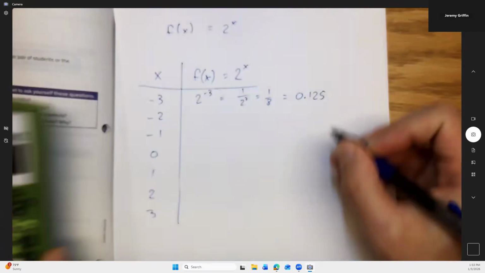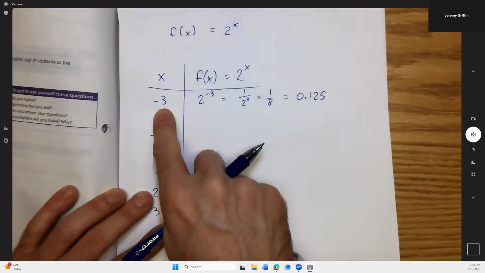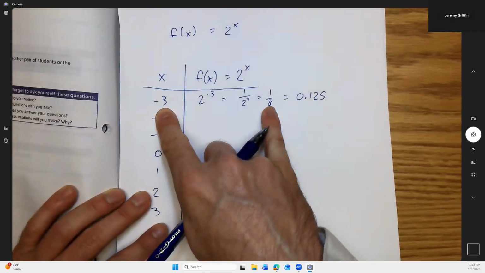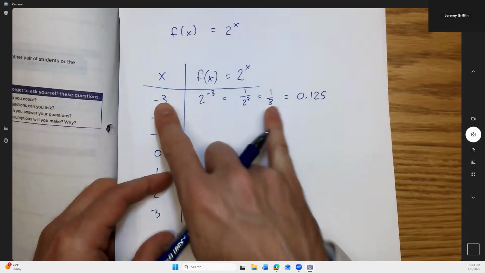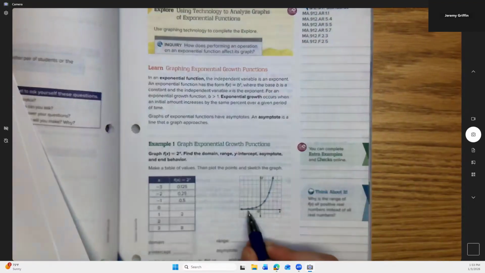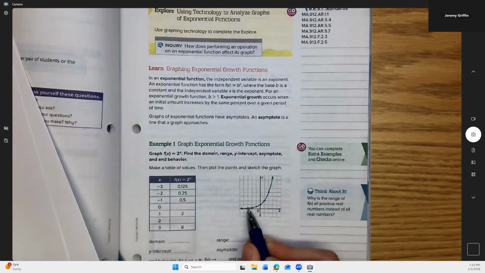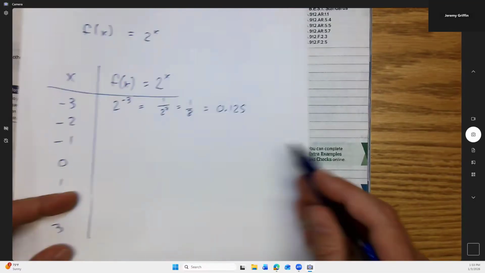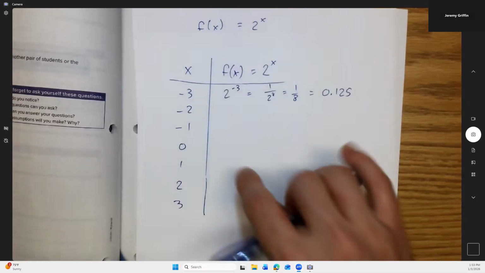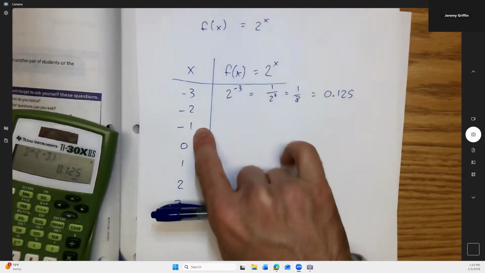0.125. Okay. So now we have our first coordinate, where when x is -3, y is 1/8. That's pretty small. So that's this coordinate right here. When x is 3 to the left, that's -3, y is just 1/8 or 0.125. We can do that for all these values. So this would be 1 over 2 squared, 1 over 2.